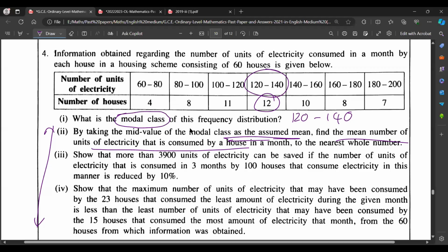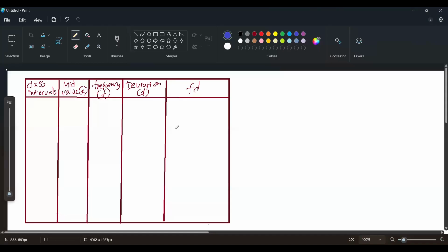Now tell me what the class intervals are. Can you write them down? 60 to 80, 80 to 100, 100 to 120, 120 to 140, 140 to 160, 160 to 180, 180 to 200, going up by 20 each time. These are the class intervals.